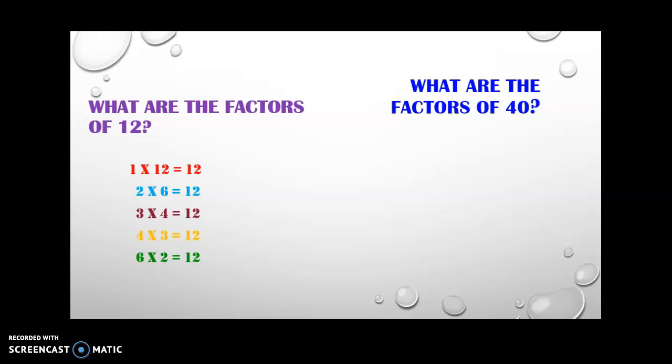Now, what are the factors of 40? We're going to start with 1 again. Okay, Matthew, 1 times 40. Correct. Good job. Great job, everyone. We are learning our multiplications. So 1 times 40 is 40. Kevin, 2 times 20 is 40.